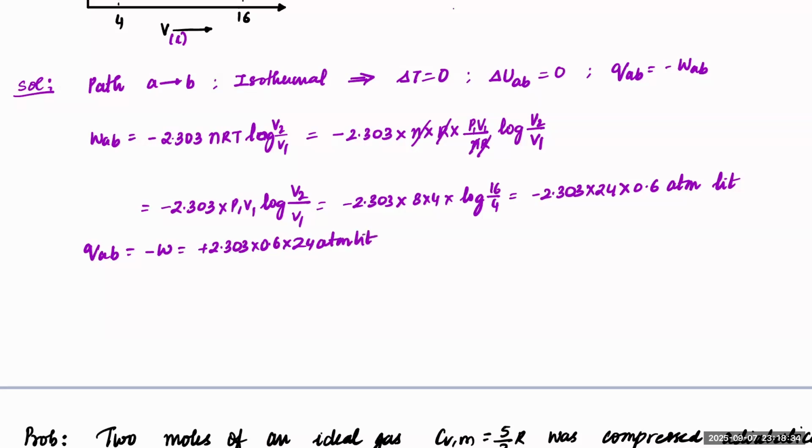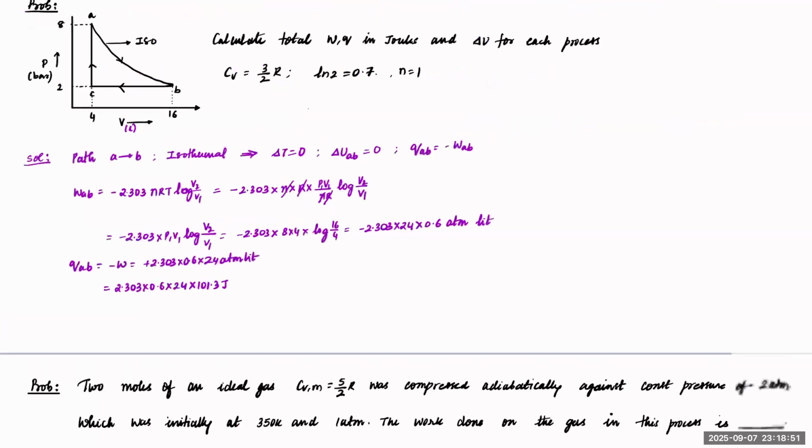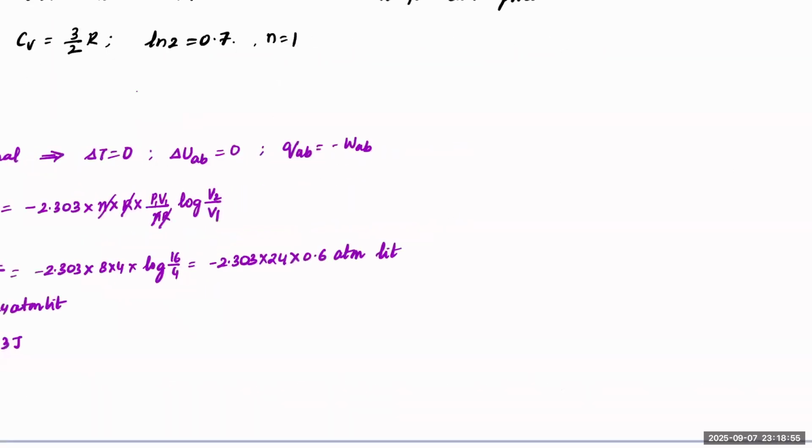Imagine if at all I have to write this in joules, because the question asked is in joules. So 2.303 into 0.6 into 24. 1 atm liter is 101.3 joules. So this would be the answer in joules. Correct? This is how you calculate the heat from A to B. Now let's see from B to C how we can solve.